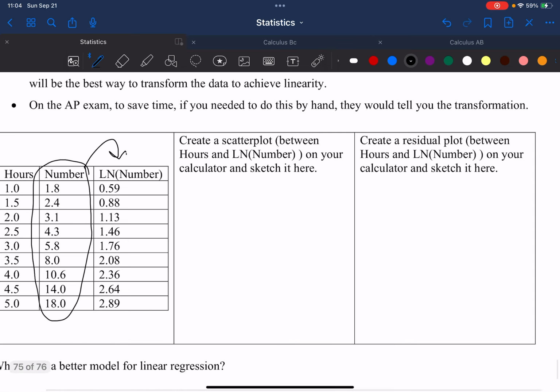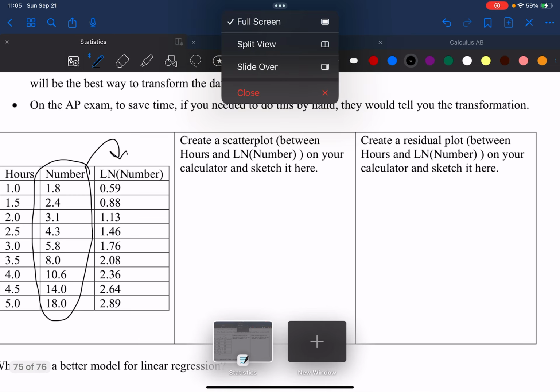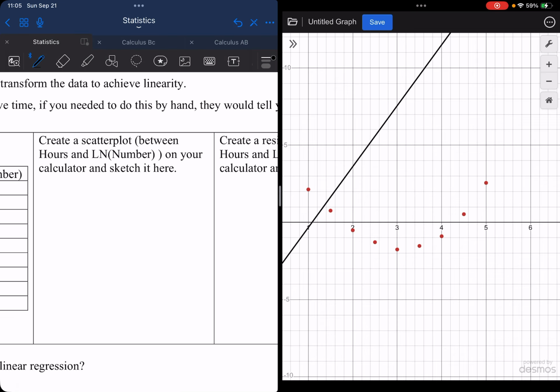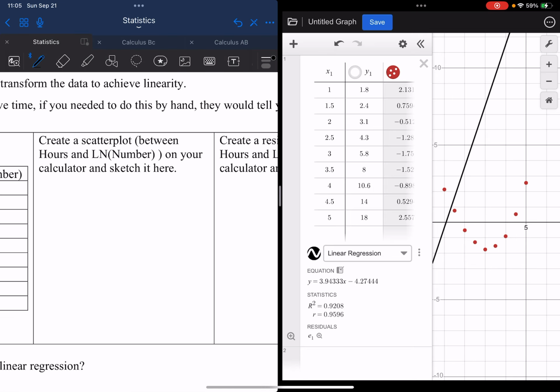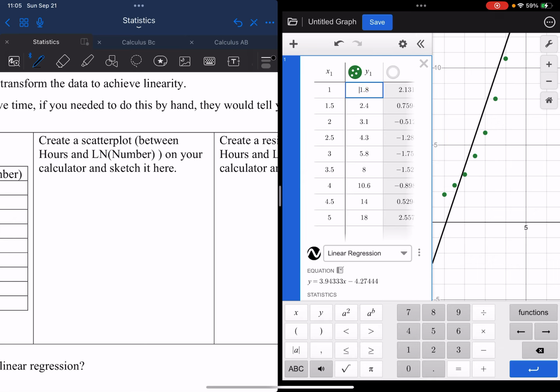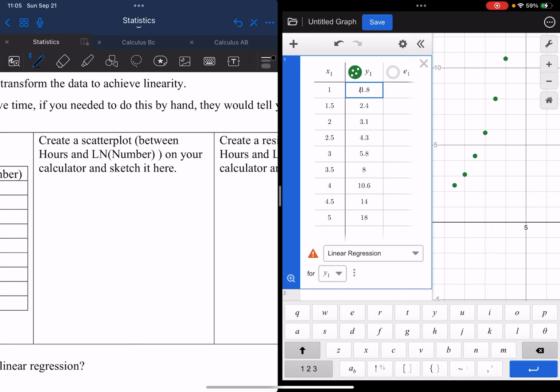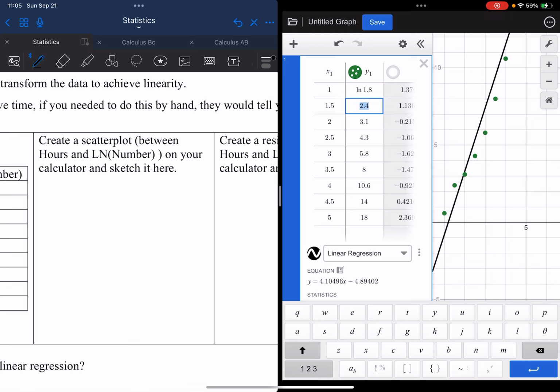Okay, so I'm going to go ahead and pull my Desmos back up, move this off to the side, open this one back up. I'm going to turn off this one right here. And then for all of my y values, I am going to type the natural log in front of it.